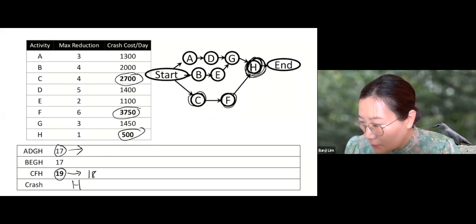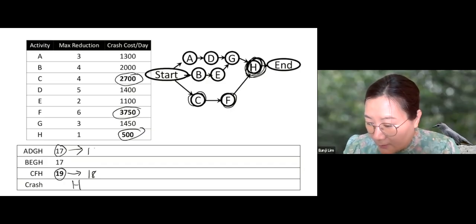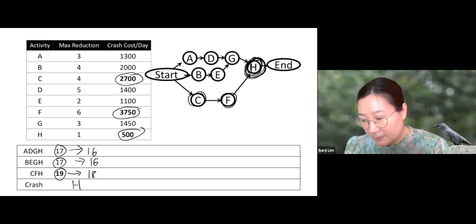Remember, H is also in the first one. So since we crashed H, the first path becomes 16. How about the second path? H is also in the second path. So the duration of the second path becomes 16.